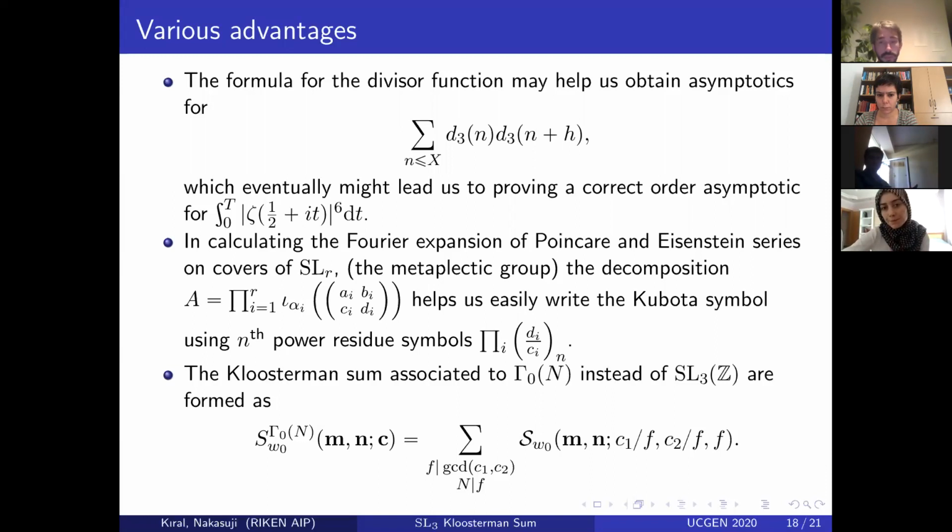And the third one is it actually generalizes quite well to gamma 0 n. So all this we did with SL3Z matrices, and I didn't even tell you what gamma 0 n was. But gamma 0 n is the group of matrices where the lower left is divisible by n.